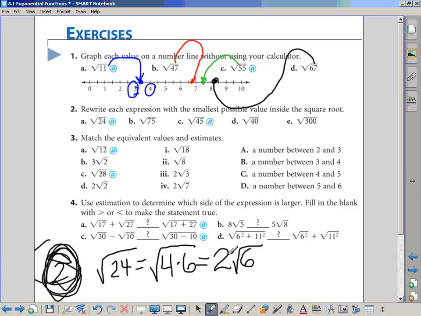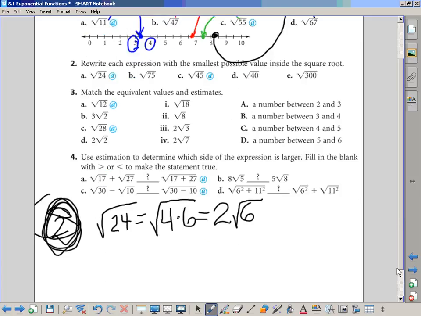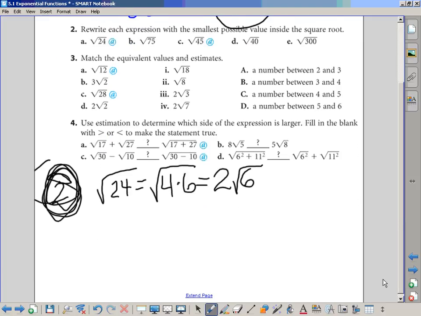What you can do to see if you did this right is you can enter into your calculator the square root of 24 and see what decimal that is. And then you can enter in 2 root 6, 2 times the square root of 6, and see if you get the same answer, and you should.